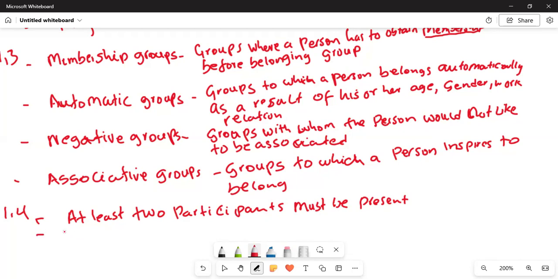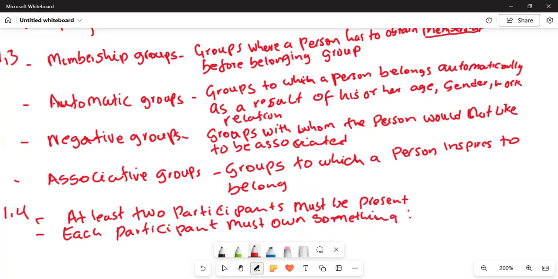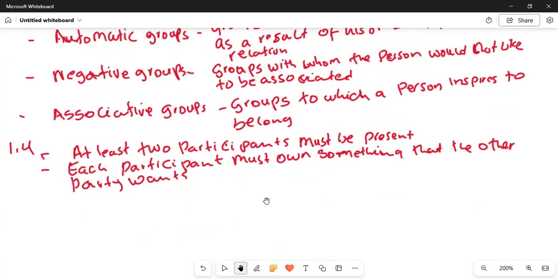Each participant must own something that the other party wants. So we know for sure that the buyer wants what? The goods, while the seller wants what? The money. So each party must have something that the other party wants. That is how it is.